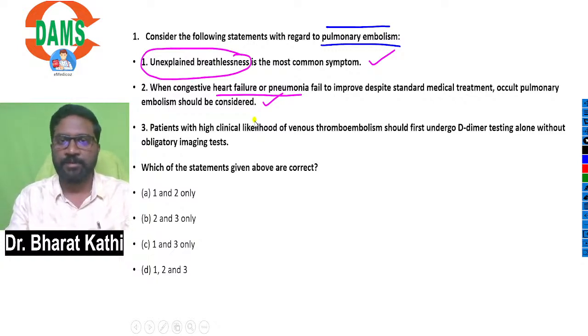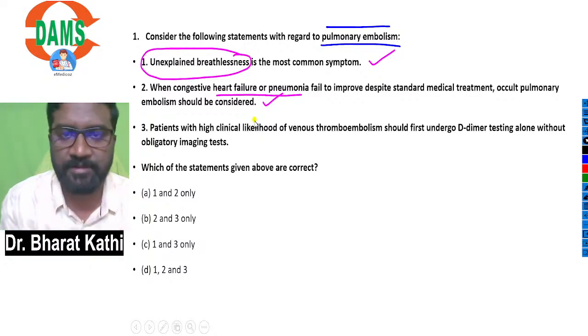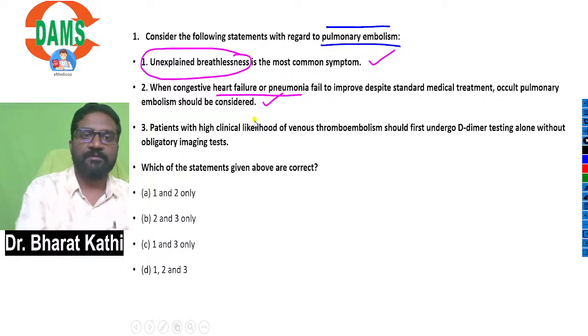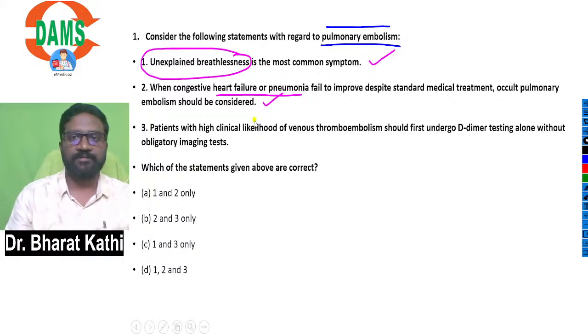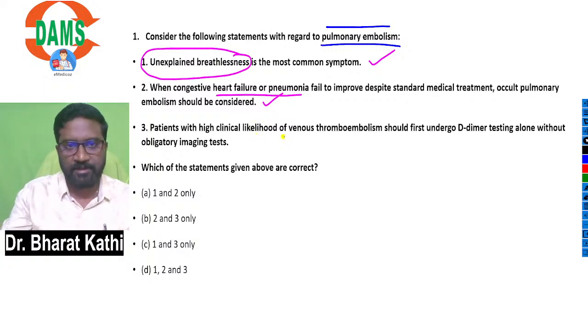You don't think pulmonary embolism presents as an isolated disorder. It can also be present with some other associated condition. Many a time a patient is admitted to the hospital with COPD or heart failure. You start treating it, it will not improve. You think there is something else, do a CT pulmonary angio, you find pulmonary embolism. Then, patients with high likelihood of venous thromboembolism should undergo D-dimer test first without obligatory imaging test.